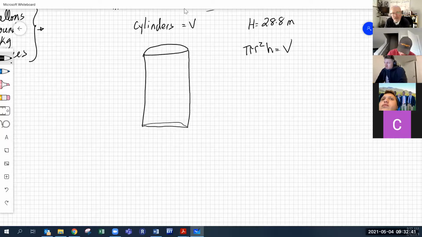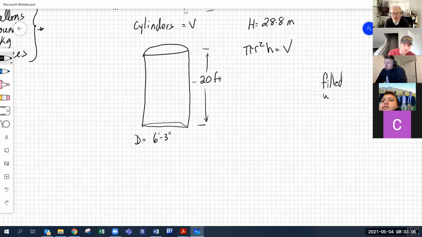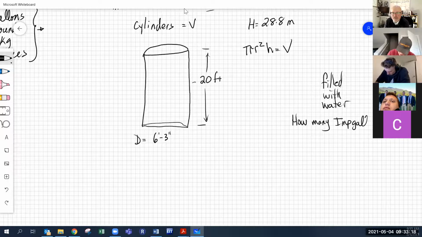So I have a cylinder here, and I'm going to tell you that this cylinder is 20 feet in height. So the height is 20 feet, and it has a diameter. I'm going to say 6'3" is the diameter. And I'm going to say this is filled with water. I want to know how many imperial gallons does this hold? So I'm going to give you a few minutes.